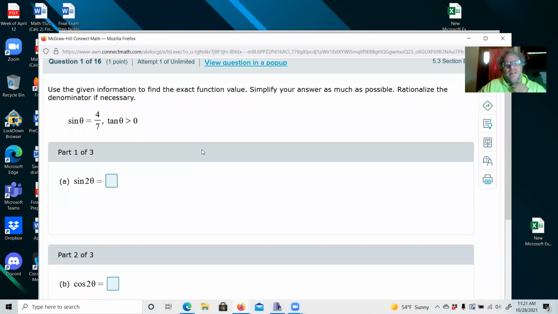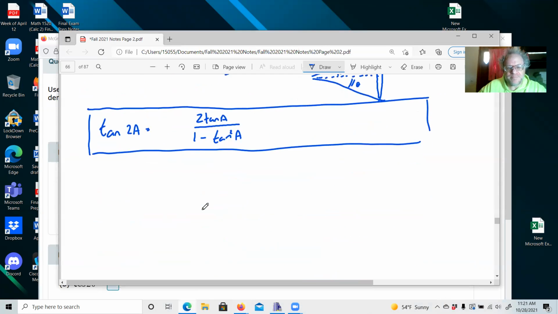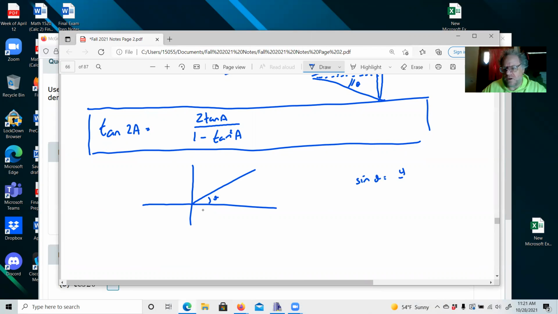Use the given information to find the exact function value. Please don't use a calculator. Rationalize the denominator if necessary. We have sine is equal to 4 over 7. Tangent is greater than 0, which means we are either in quadrant 1 or quadrant 3. Since the sine is positive, the tangent is positive, the only quadrant we could be in is quadrant 1. So we can just draw a regular triangle. The sine of this angle is equal to 4/7, which means my opposite side is 4, my hypotenuse is 7.